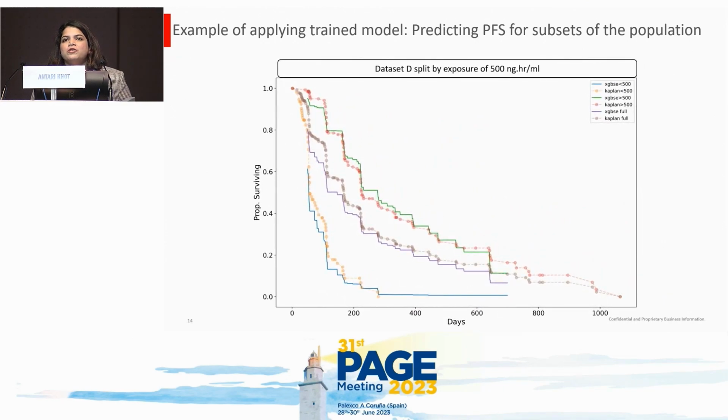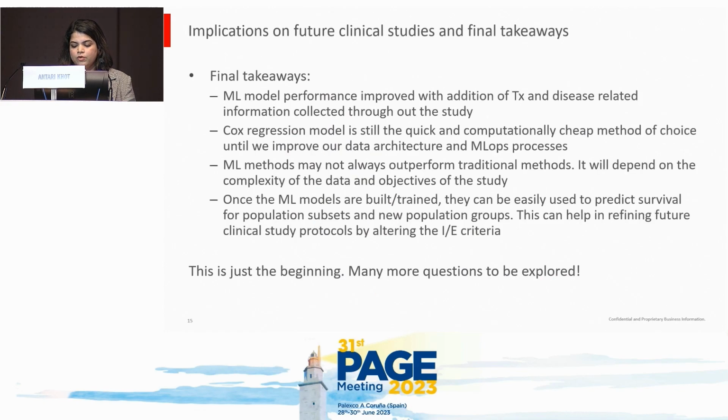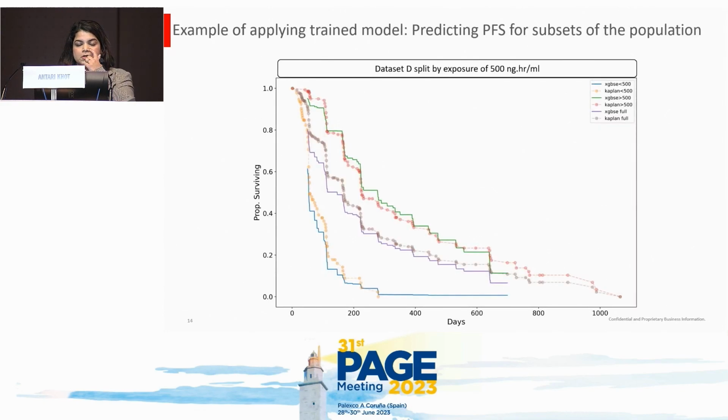So what we wanted to do here was predict the PFS for the population that had exposure, or the AUC, higher than 500 nanogram times hour per mL and lower than 500. So what this shows us is where the patient is going to fall if their exposure is over 500 or under 500. In the dotted lines, you see the Kaplan-Meier curves, and the solid lines are your model predictions. And we did see that XGBSE was one of the best models to predict this. So you could feed in a new population, and it would give you the PFS predictions.